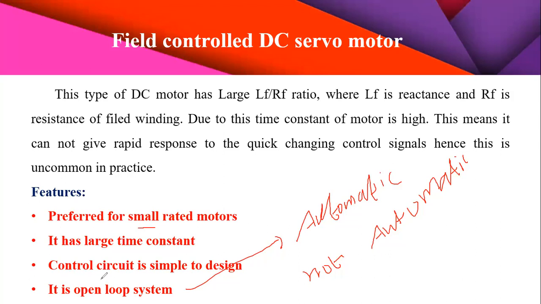Okay, so mostly the armature control DC servo motor is used when compared to the field control DC servo motor. Now let us see how we can derive the transfer function for this field control DC servo motor. So here we first have to formulate the equations. Based on that, we have to find the transfer function. Let me see this.